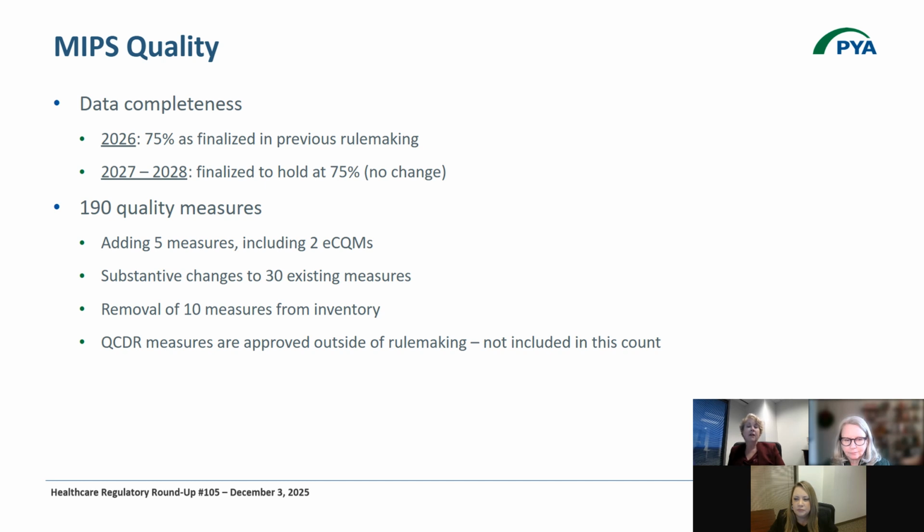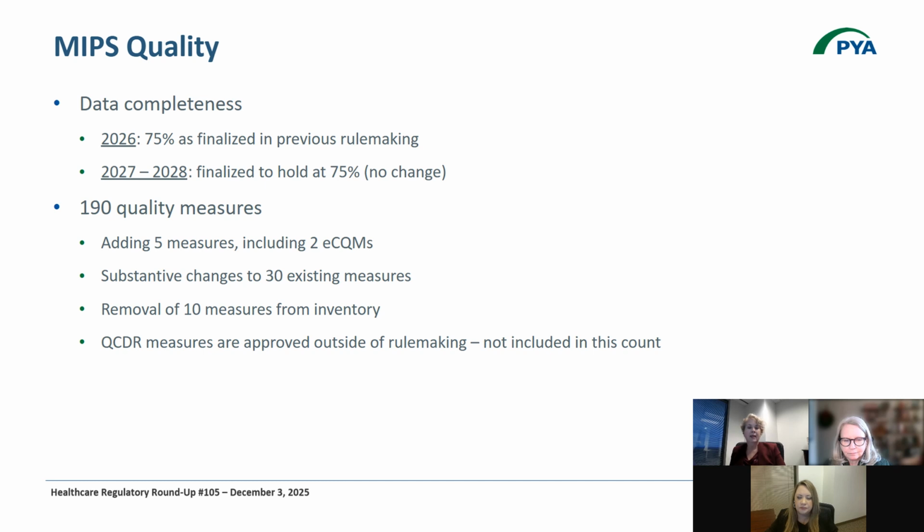We are coming into 2026 with 190 quality measures. In the big picture, usually we end up with about 50 measures that are undergoing some sort of change, so this year was a pretty light year. They did finalize adding 5 measures, including 2 ECQMs. They made substantive changes to 30 existing measures, and that's where we usually see it in the 50s.